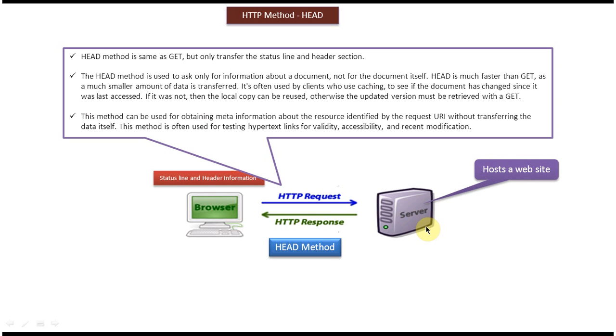Okay, so it is faster than the GET method, and this HEAD method is mostly used for caching purposes, to see if the document has changed since it was last accessed. If it has changed, then we have to send a GET request to the server and get the latest document. If it has not changed, then the cached content will be reused. Okay, and next we will see a sample HEAD request.